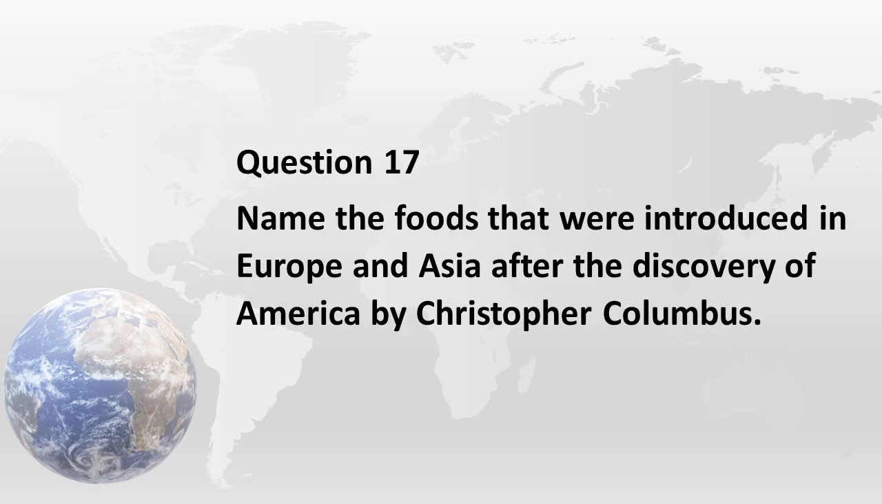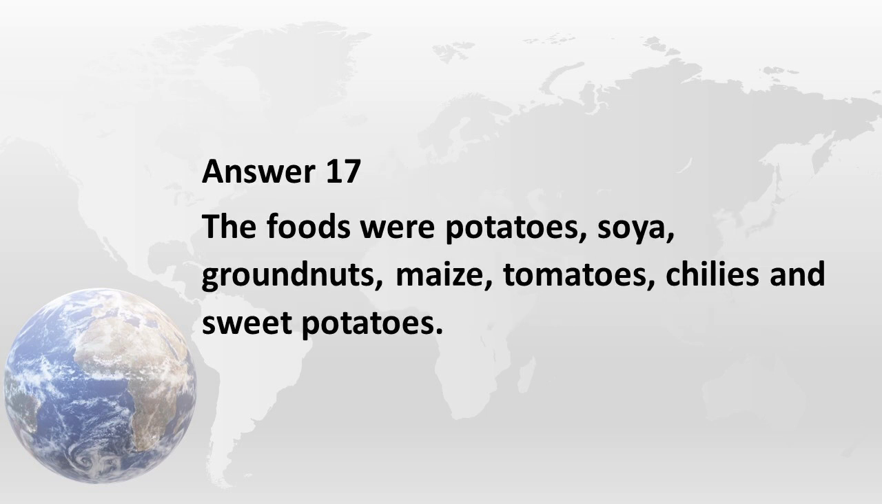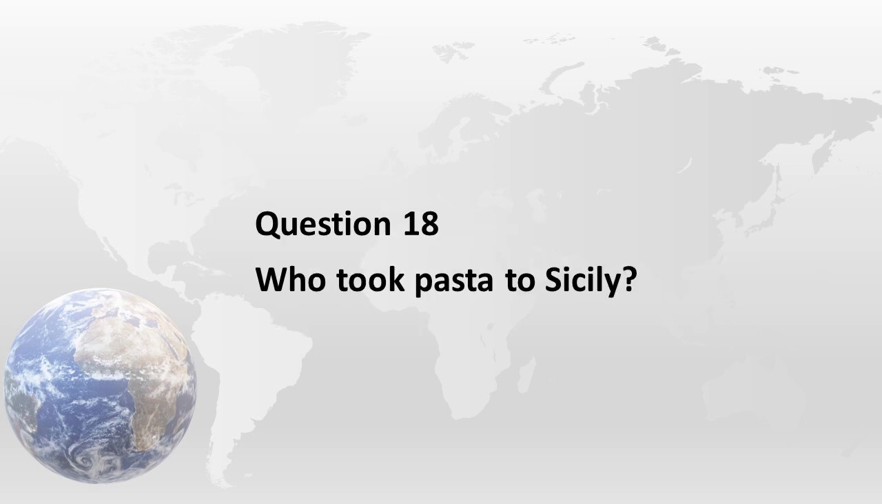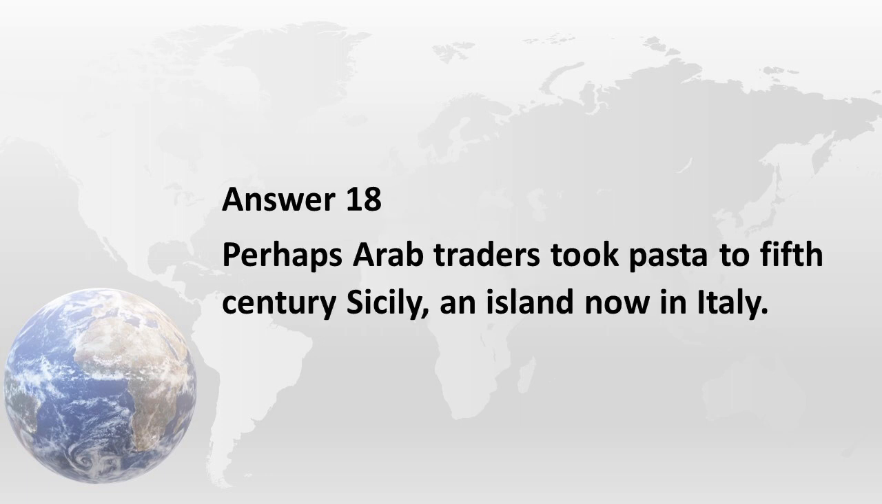Question number 17 is name the foods that were introduced in Europe and Asia after the discovery of America by Christopher Columbus. Answer to question number 17 is the foods were potatoes, soya, groundnuts, maize, tomatoes, chilies, and sweet potatoes. Question number 18 is who took pasta to Sicily? Answer to question number 18 is perhaps Arab traders took pasta to 5th century Sicily, an island now in Italy.